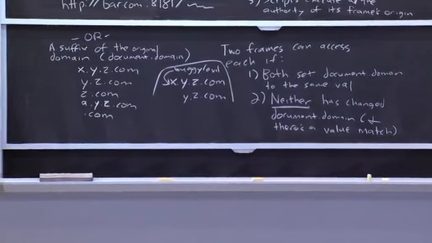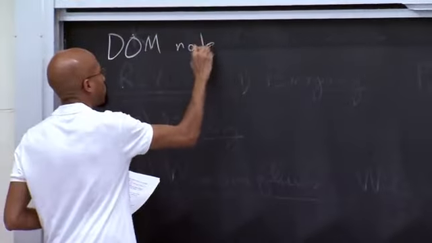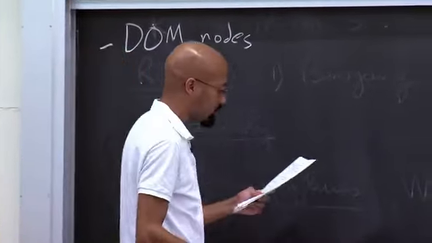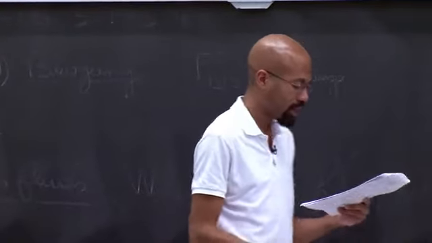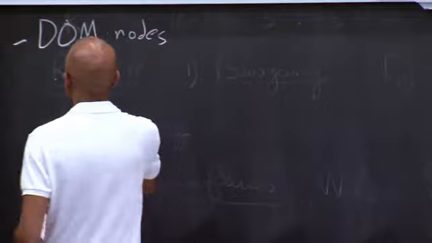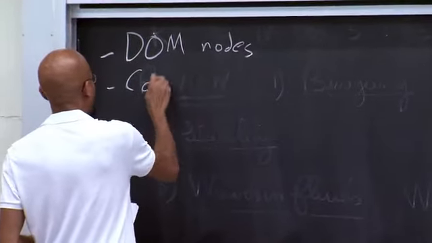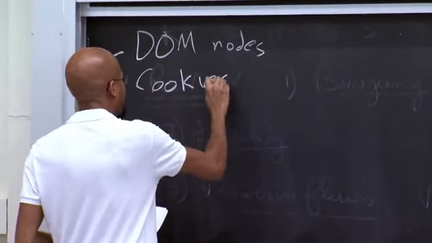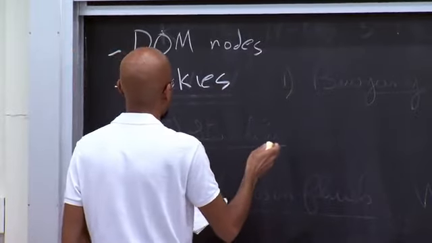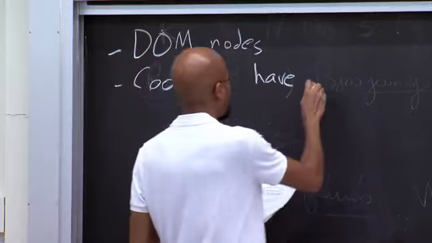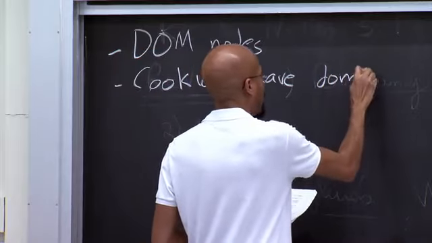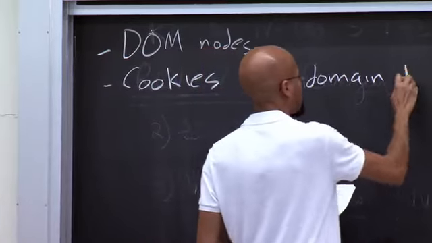So then we can look at how DOM nodes are treated. It's pretty straightforward for DOM nodes. DOM nodes basically get the origin of their surrounding frame. Makes sense. Then we can look at cookies. Cookies are complicated and a bit tricky. So cookies have a domain, and they have a path.